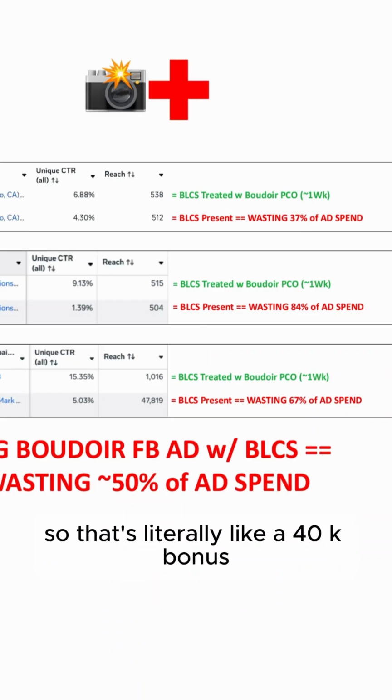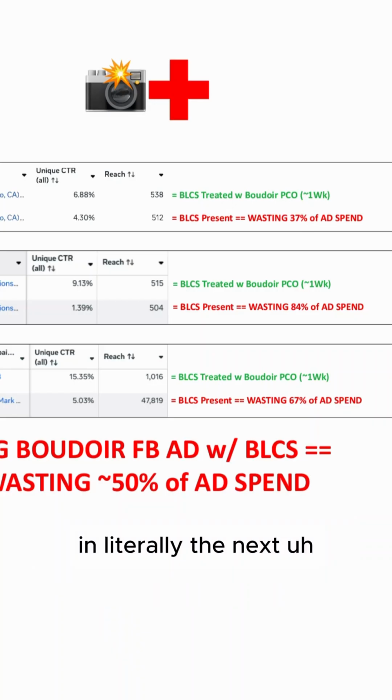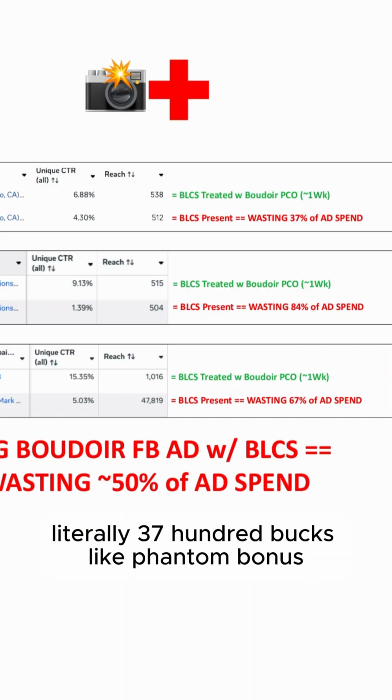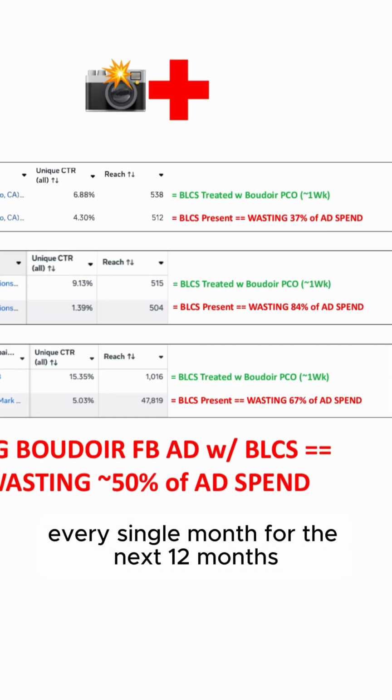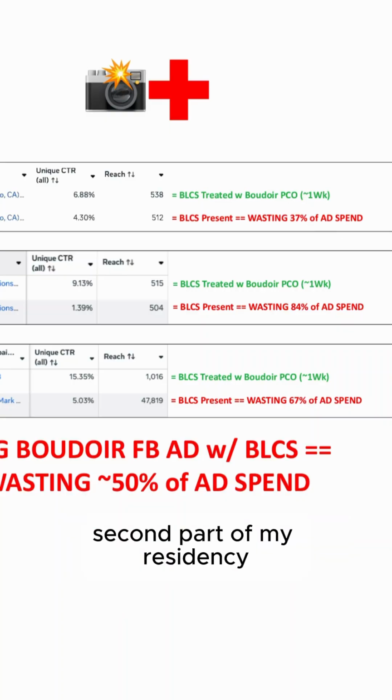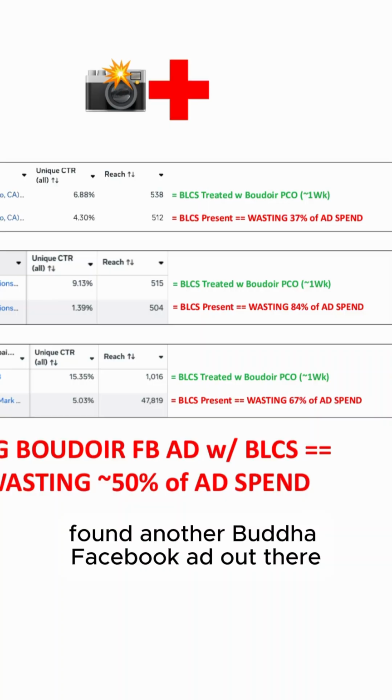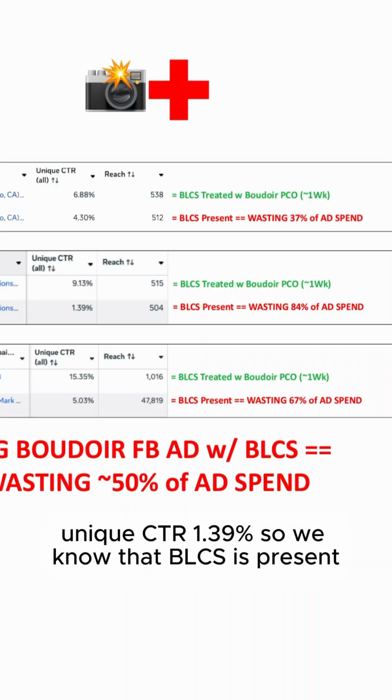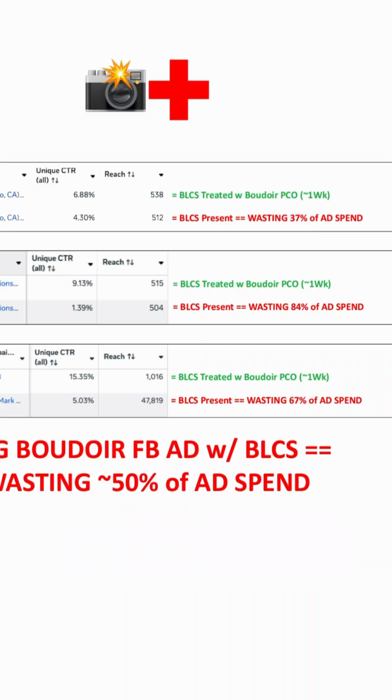So that's literally like a 40K bonus over the next 12 months. Literally $3,700 like a phantom bonus every single month for the next 12 months. Second part of my residency, found another Boudoir Facebook ad out there. Unique CTR 1.39%.